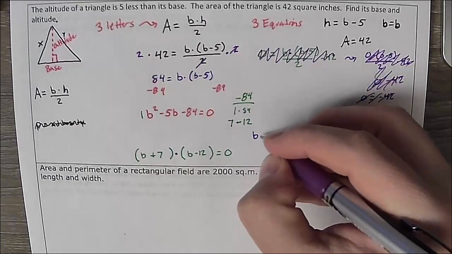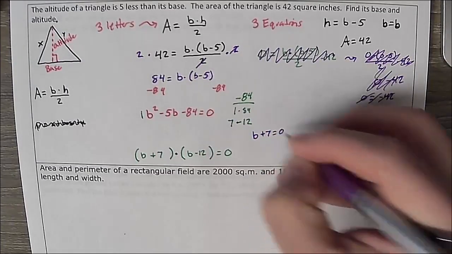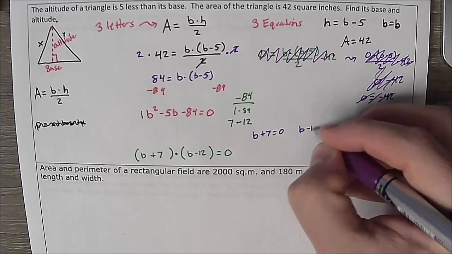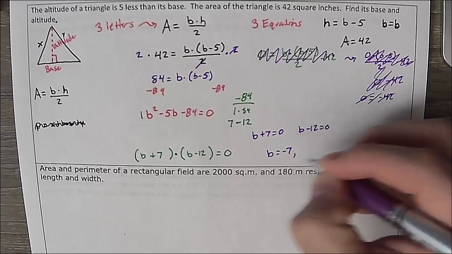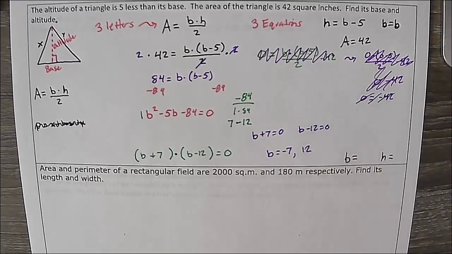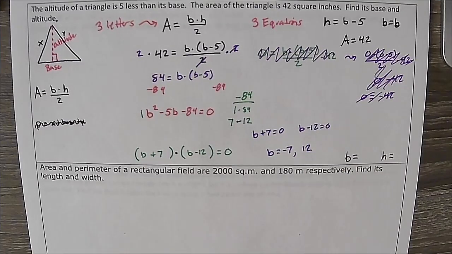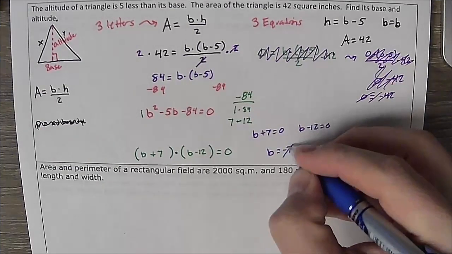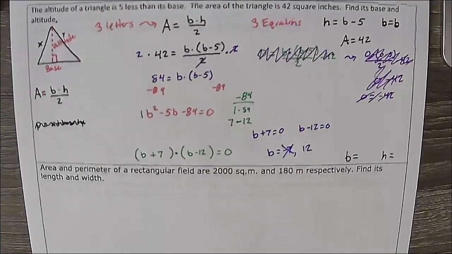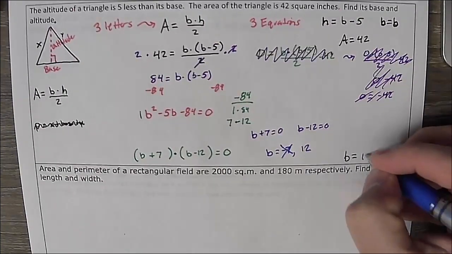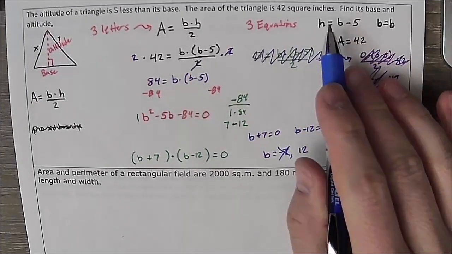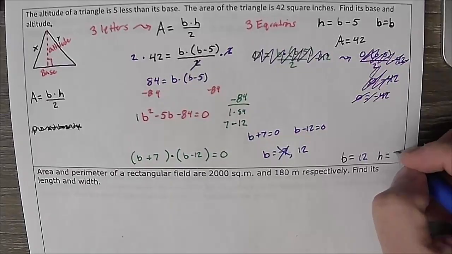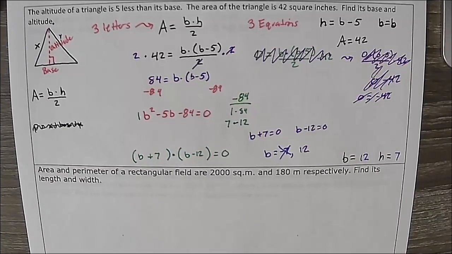We get b plus 7 equals 0 and b minus 12 equals 0. So the base is either negative 7 or positive 12. Well, it's impossible to have a negative dimension, so the base must be 12. Which means, come back up here, 12 minus 5, the height was 7.